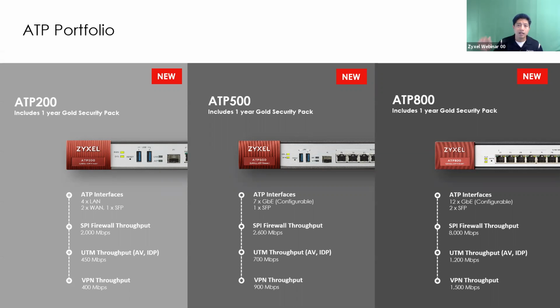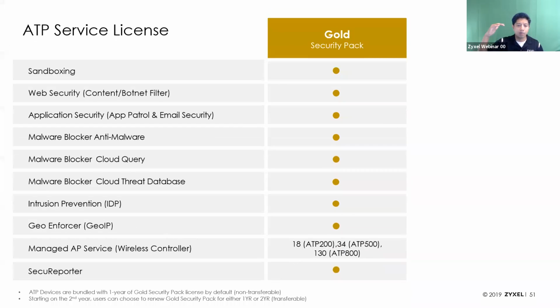Now, all of the ATP, if you look at the pricing as well, it all comes bundled with 1 year of the gold security pack. So that's the full UTM license capability. So it has sandboxing, all of your web security like content filtering, botnet filters, application security like control, email security, anti-malware, cloud query, the cloud database connectivity, intrusion detection, geo IP enforcement. So you can do it by IP address to block connectivity outside of the US. You can say only US connectivity should talk to my site or talk to my business. You can do that. Managed services with APs. So they're all fully unlocked.